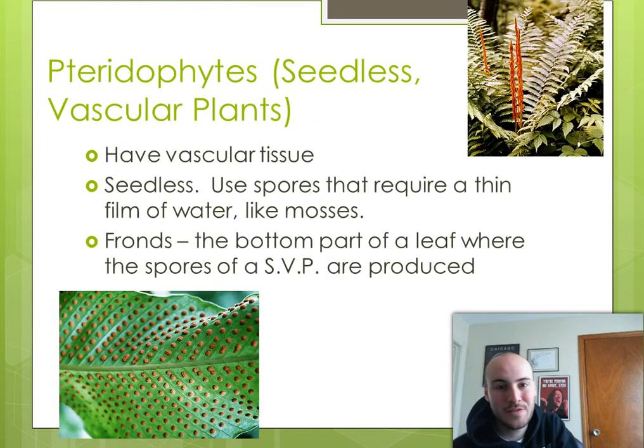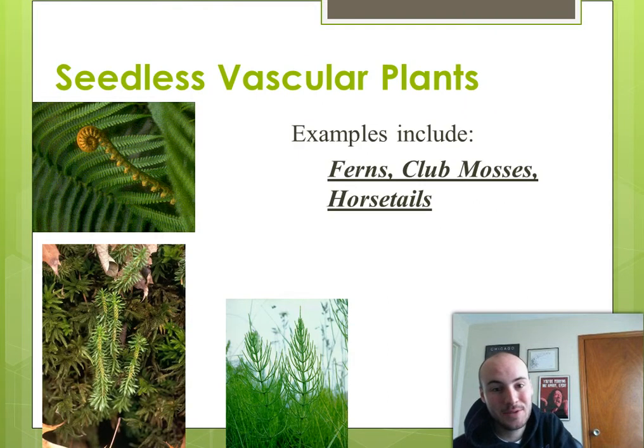So that first group, the ferns, they have vascular tissue, but they do not have seeds. They still use spores. And actually, you'll notice a lot of these seedless vascular plants have spores that gather on the bottom of their leaves. And the bottom of that leaf where that gathers is called a frond. And some examples of seedless vascular plants are ferns, club mosses, and horsetails, as shown there.